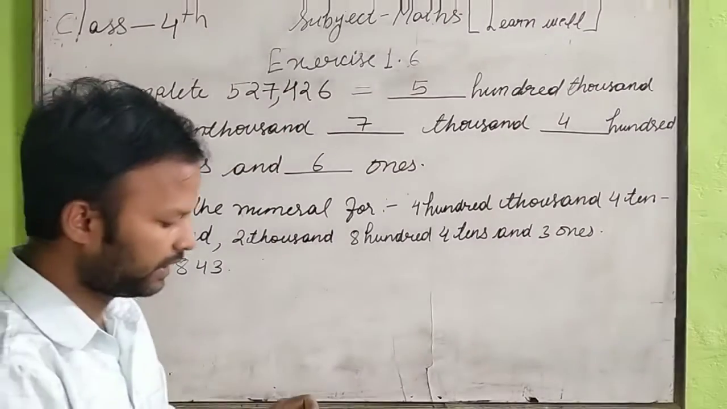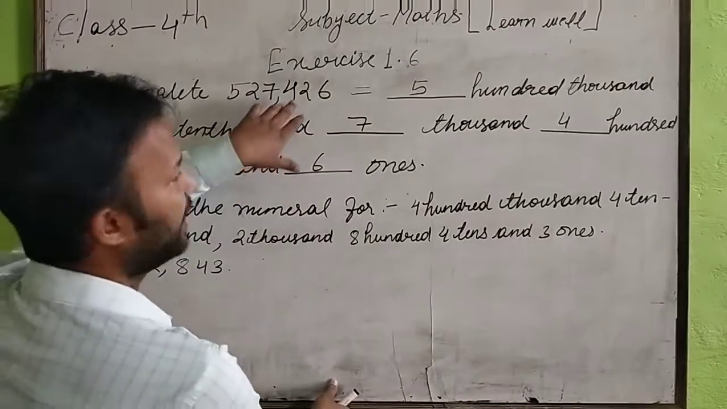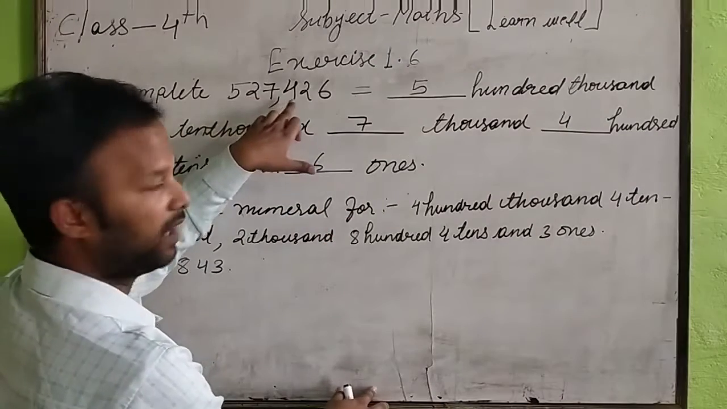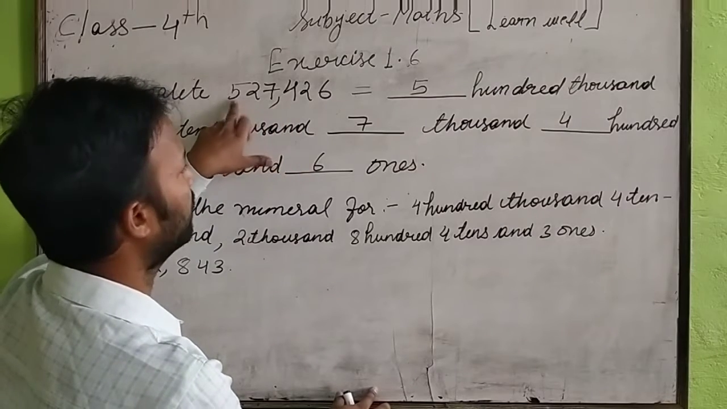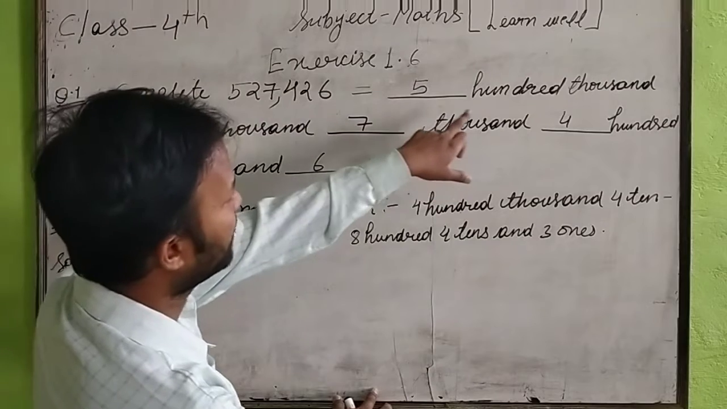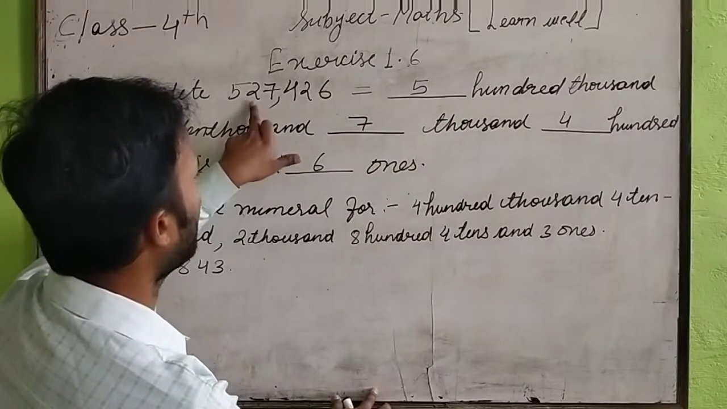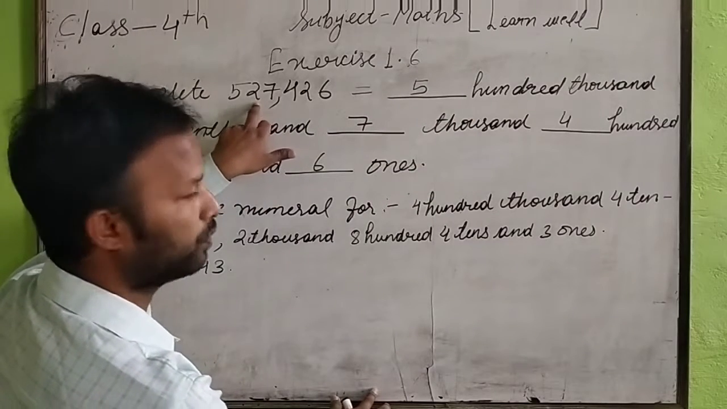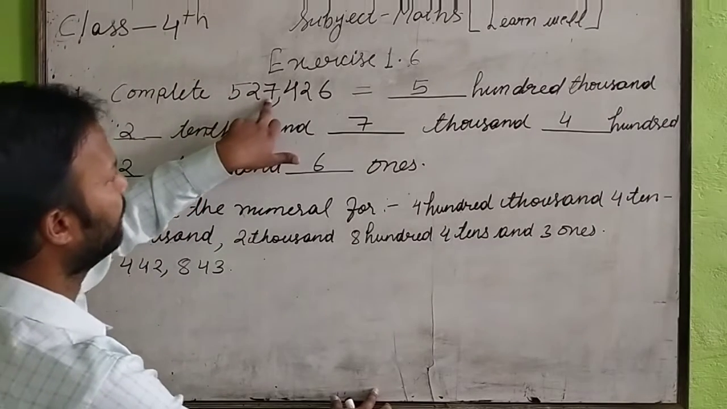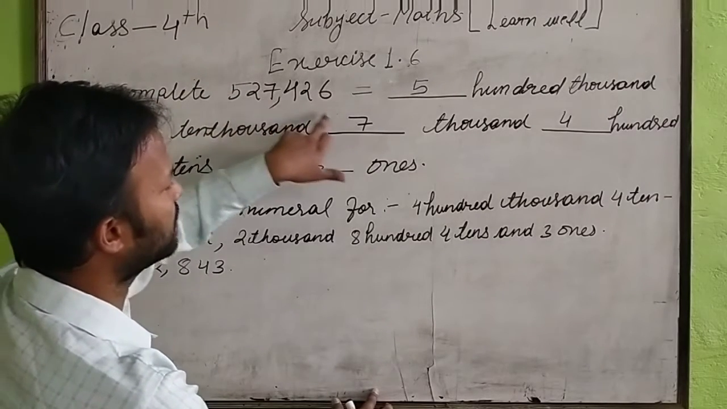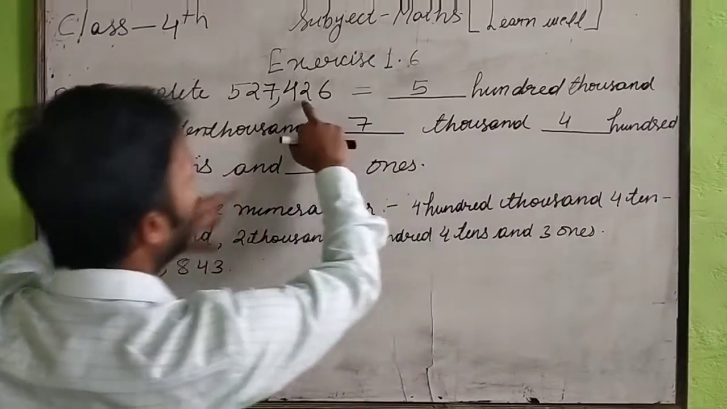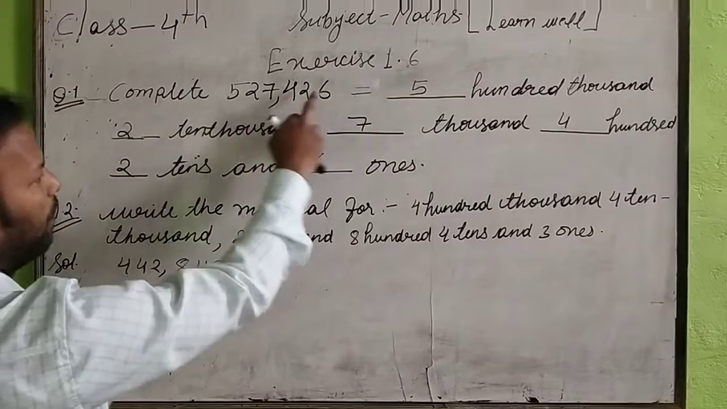So see students, as we read according to the international system, 527,000. It means 5's place value is 100,000. And then after 500,000 it is 10,000. How many 10,000s are there? It means 2. 2's place value is 10,000. And then this is also 1,000. How many thousands are there? 7. Then how many hundreds are there? 4. How many tens are there? 2. How many ones are there?